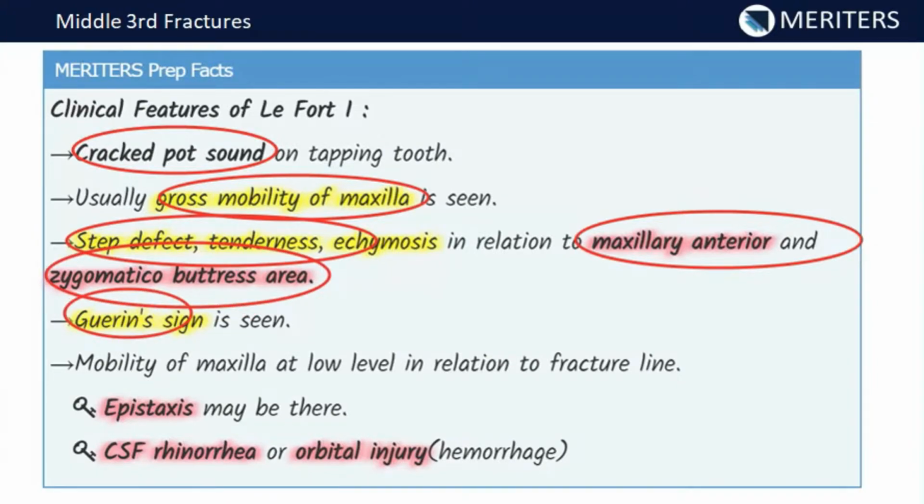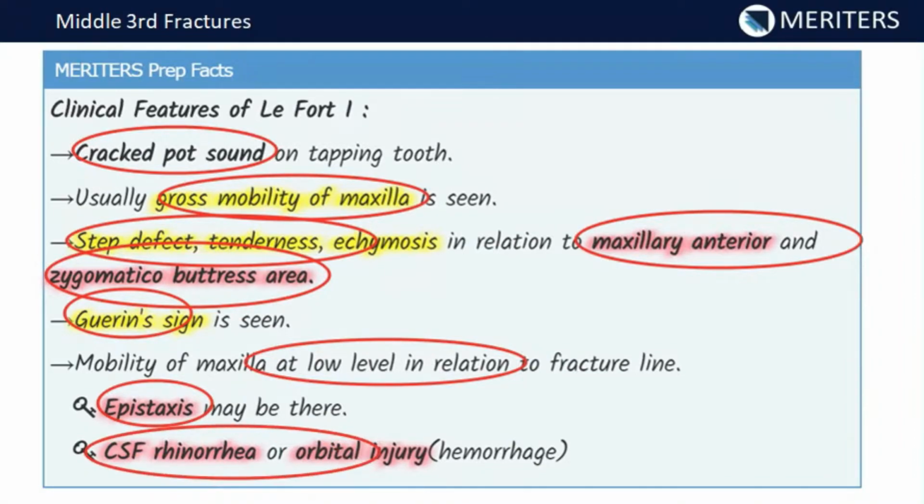Guerin's sign is nothing but the involvement of the greater palatine foramen. So you can see the ecchymosis or bruises in the area of the greater palatine foramen. Then mobility of the maxilla at low level in relation to the fracture line can be seen. You have to remember that it has to be at low level in relation to the fracture line. Then you can see epistaxis, but it may or might not be there. CSF rhinorrhea or orbital injury are rare, but they can be there sometimes.